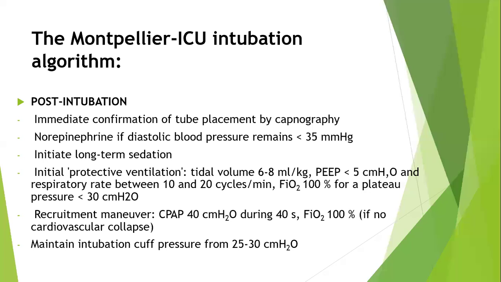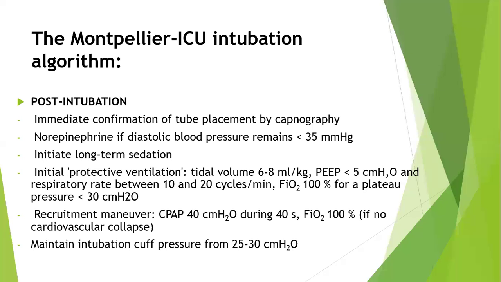Post intubation, you want to confirm correct placement with capnography. If your diastolic blood pressure goes below 35 millimeters of mercury, you want to give your norepinephrine. Initiate your long-term sedation that you have prepared. And you want to connect your patient to a mechanical ventilator with lung protective ventilation, tidal volume of between 6 to 8 ml per kg. Reset your ventilator requirement.